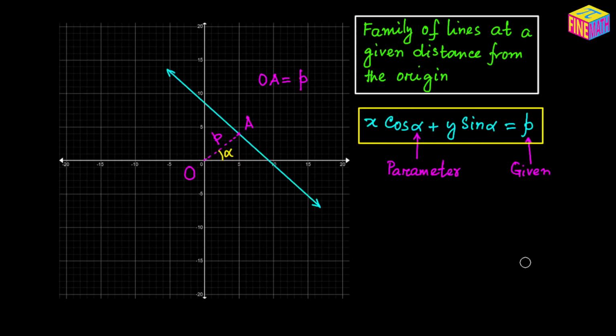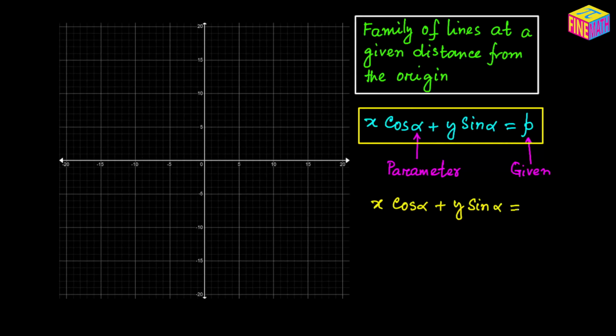Now I am going to draw a few straight lines in the diagram to show you how they are going to look like. Let's suppose we have been told that all of the straight lines are at a distance of say 5 units from the origin. Then the equation is going to look like this: x times cosine of alpha plus y times sine of alpha is equal to 5. And I'm going to draw a few straight lines to show you how they could look like.